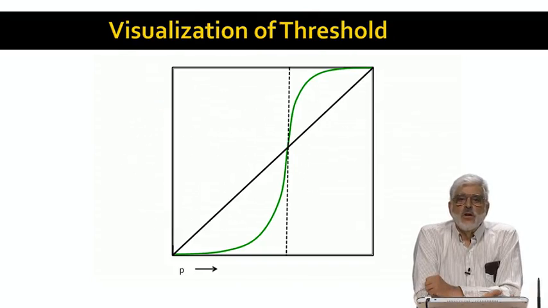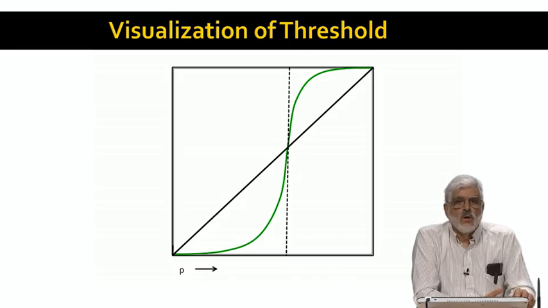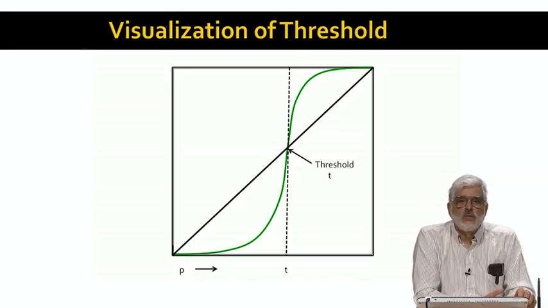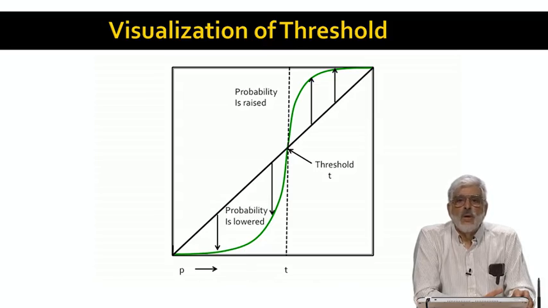Here's a picture suggesting what happens for the S-curves that we get for both the AND-OR and OR-AND constructions. The threshold is defined by the place where the S-curve and the straight line cross. For probabilities p below t, applying the S-curve function lowers the probability, while for probabilities above t, the S-curve sends p to a higher probability.